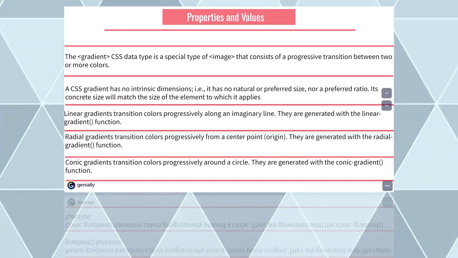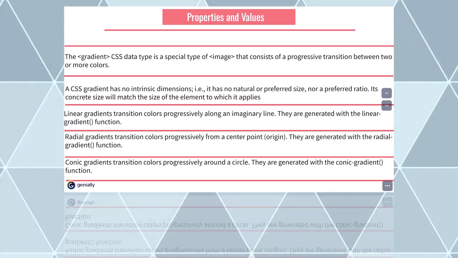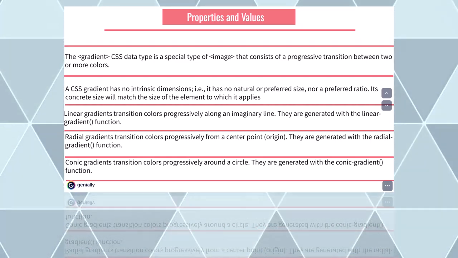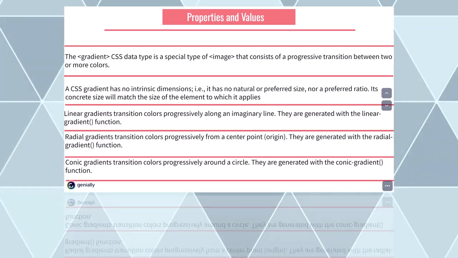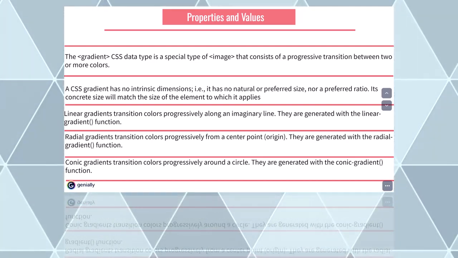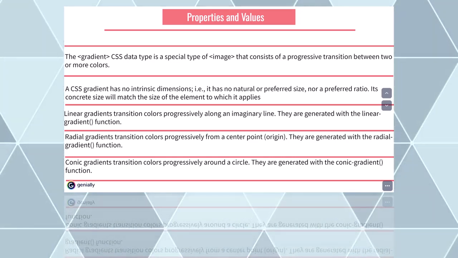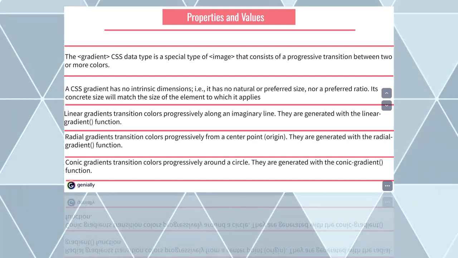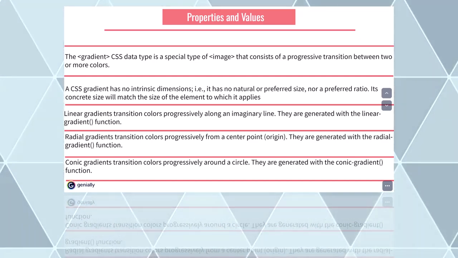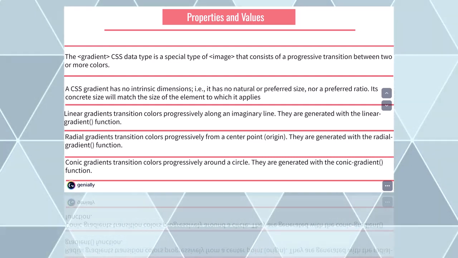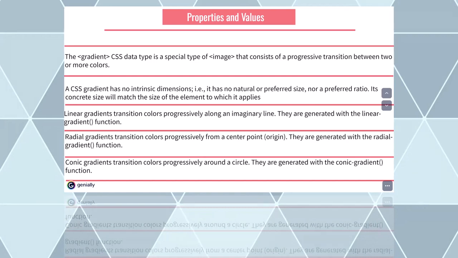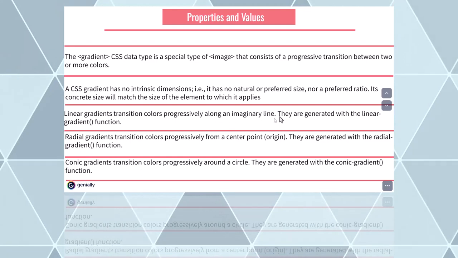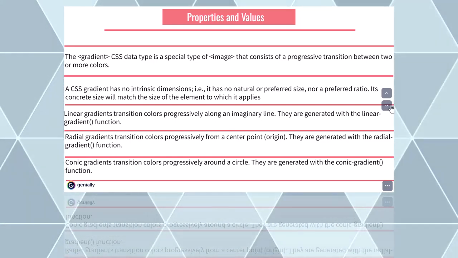Then we have the last one, which is the conic gradient. The conic gradient transitions colors progressively around a circle. They are generated with the conic gradient function, right? Can you quickly switch to MDN and search gradient? I want you to play with those different values.